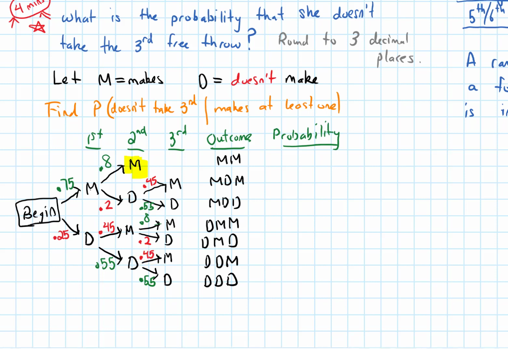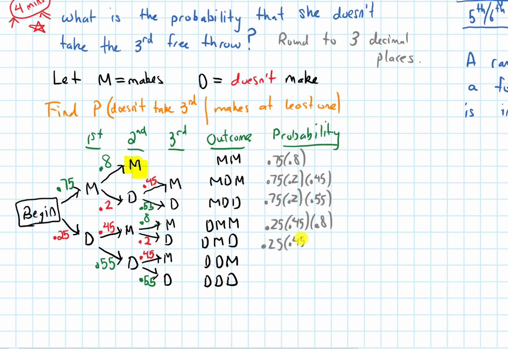So now we can multiply these. So this is 0.75 times 0.8. Then we'll have 0.75 times 0.2 times 0.45, and then it's 0.75 times 0.2 times 0.55. All right, so we continue like this. 0.25 times 0.45 times 0.8, 0.25 times 0.45 times 0.2, 0.25 times 0.55 times 0.45, and then 0.25 times 0.55 times 0.55.